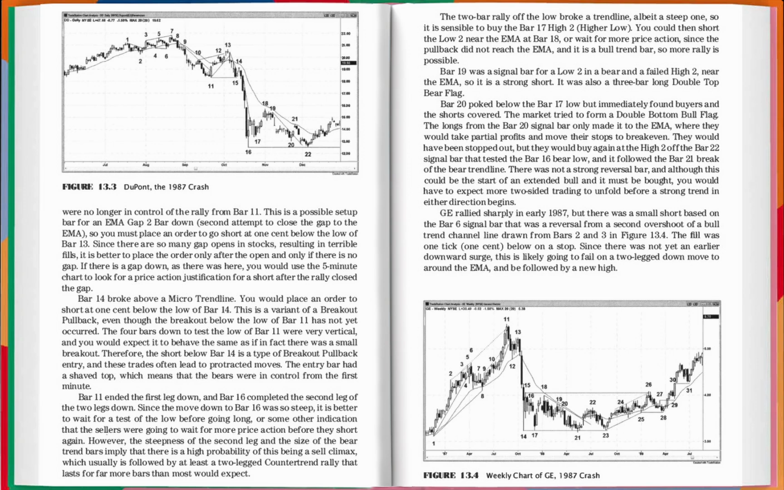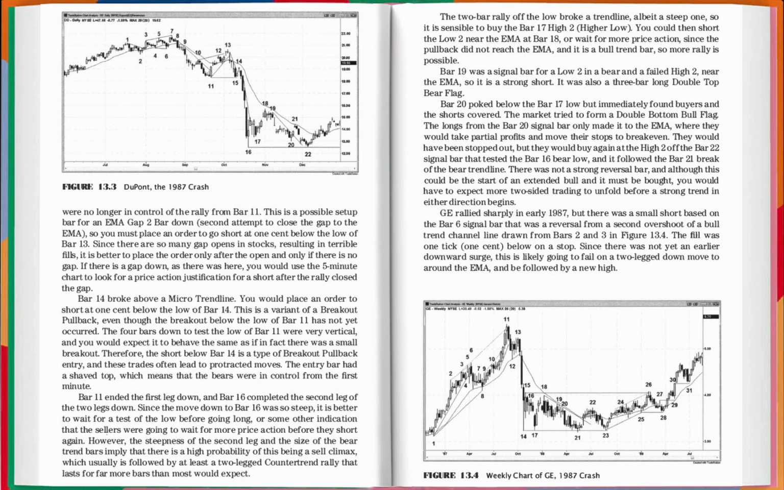Bar 14 broke above a micro trend line. You would place an order to short at 1 cent below the low of bar 14. This is a variant of a breakout pullback, even though the breakout below the low of bar 11 has not yet occurred. 4 bars down to test the low of bar 11 were very vertical, and you would expect it to behave the same as if in fact there was a small breakout. Therefore, the short below bar 14 is a type of breakout pullback entry, and these trades often lead to protracted moves. The entry bar had a shaved top, which means that the bears were in control from the first minute.